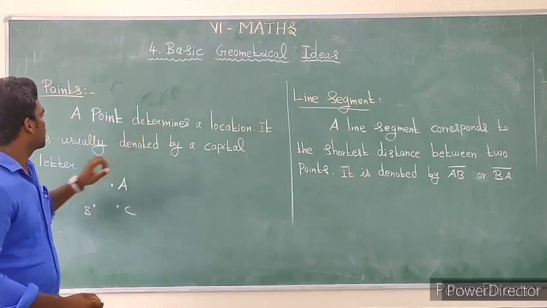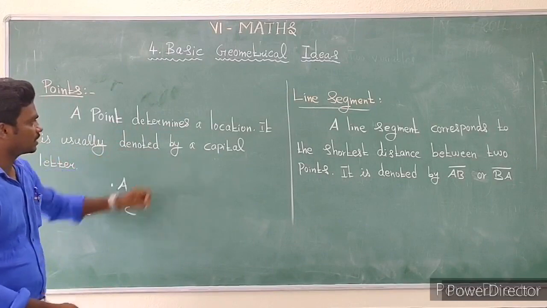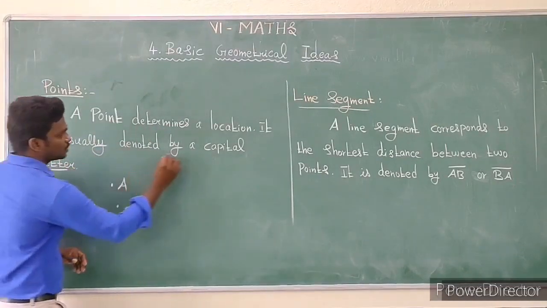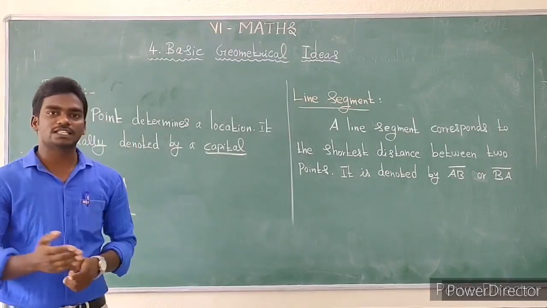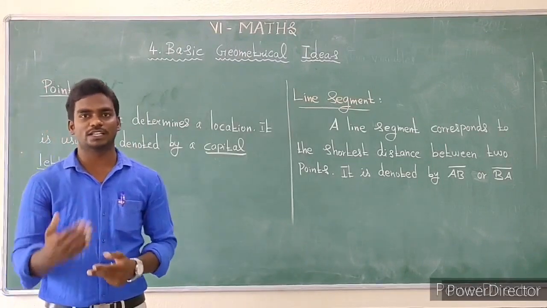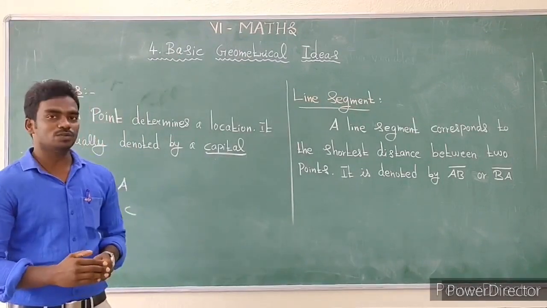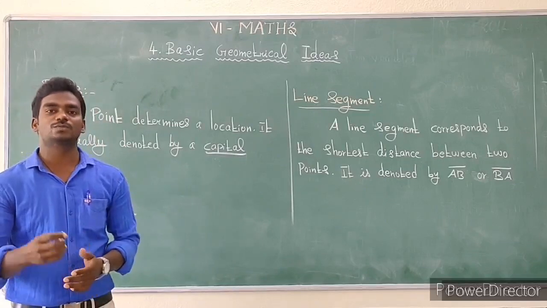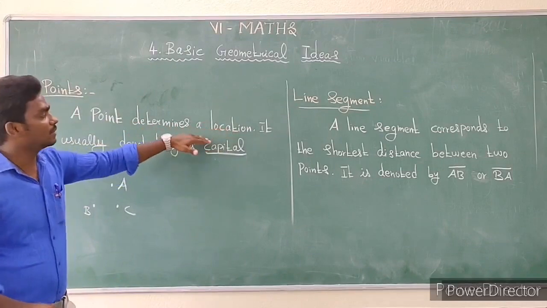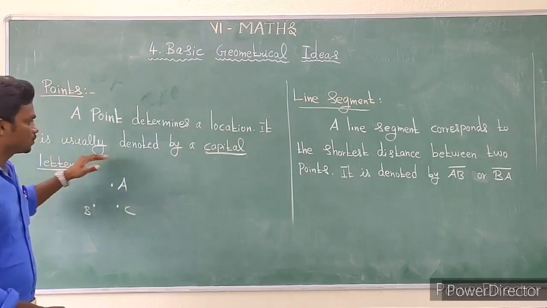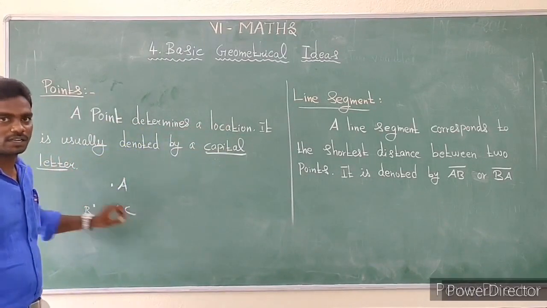A point determines a location. It is usually denoted by a capital letter. Suppose we want to plot locations on our Indian map or any political map; we can use a dot. So a point determines a location. It is usually denoted by a capital letter, right?